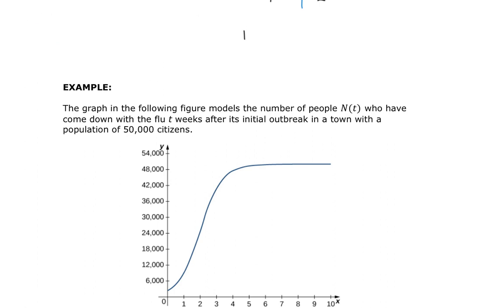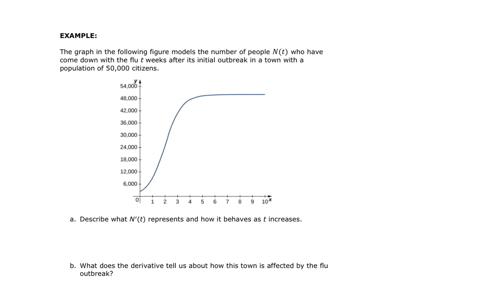With this example, the graph of the figure models the number of people who have come down with the flu T weeks after its initial outbreak in a town with a population of 50,000 citizens. Now, this is a limiting growth model, which we would have learned in pre-calculus 2. If you don't remember, I would recommend the OpenStax pre-calculus book, and I believe it's in chapter 5 where we have logs and exponentials.